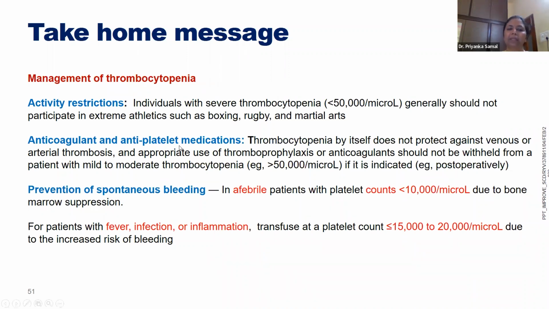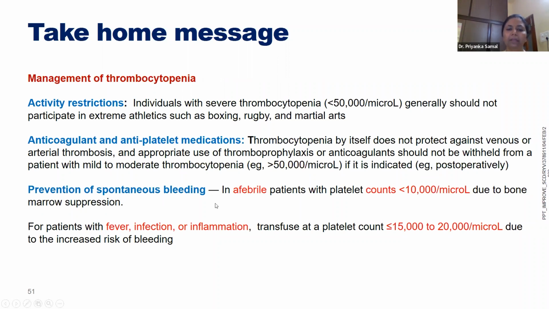Anticoagulant and antiplatelet medications. These again are very important, because sometimes we find that patients of thrombocytopenia have undergone some sort of a cardiac procedure like stenting, or they have a valve. So in these cases, you have to look into the risk and benefit, and accordingly the anticoagulant and antiplatelet have to be given. And apart from that, as we discussed, for HIT, for patients of APLA, in those cases, you have to put the patients on antiplatelet and anticoagulant even if the platelet counts are low for them.